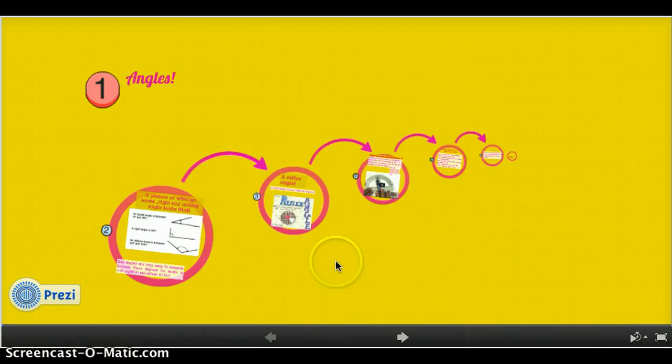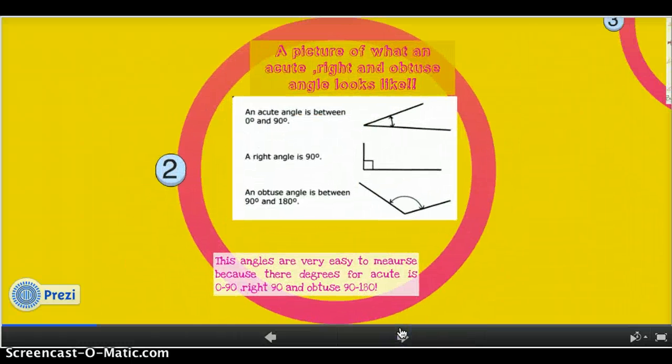Okay, let's look at angles today. So, a picture of what an acute, right, and obtuse angle look like. I've got an acute angle, which is between 0 and 90 degrees. So it's like smaller than a corner of a piece of paper.